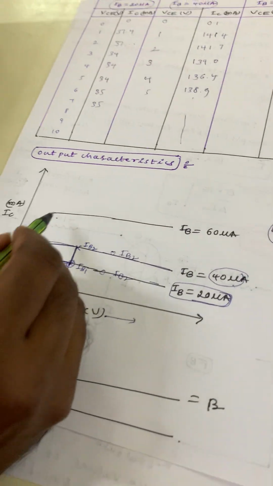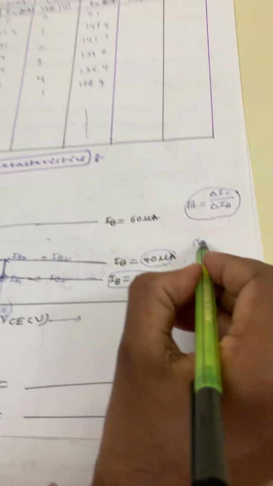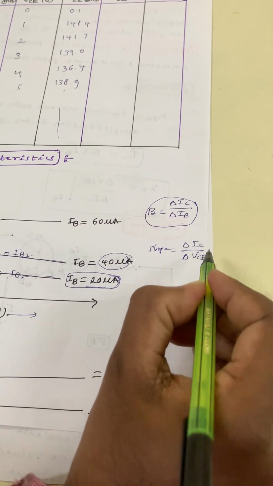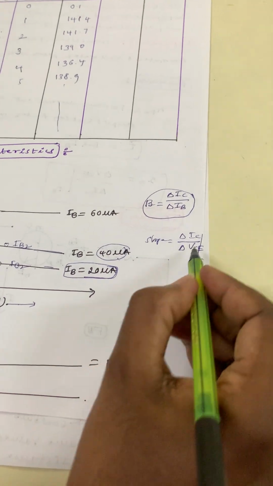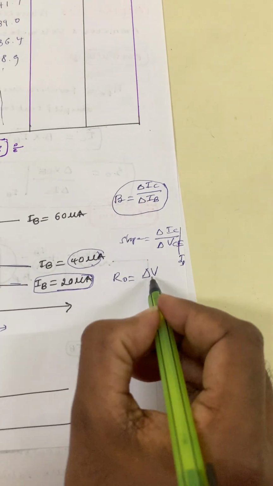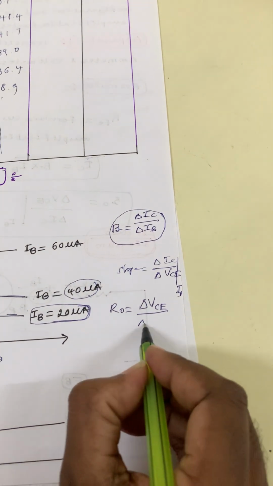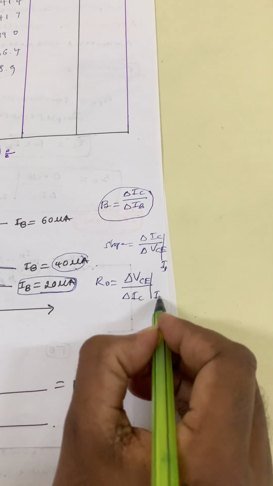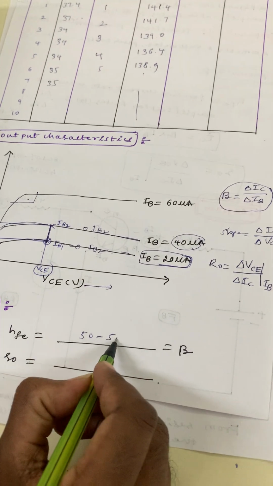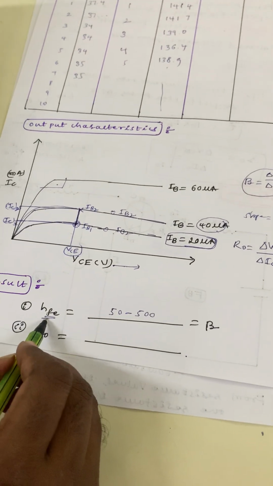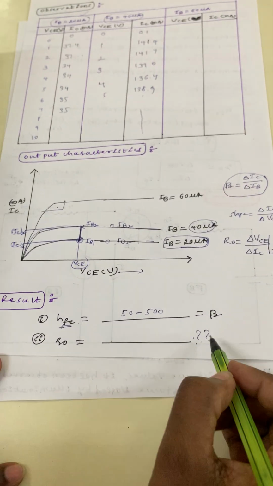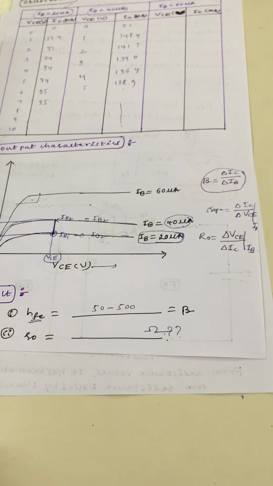Next you find the slope, right? Slope is equal to delta IC divided by delta VCE at a constant IB. The reciprocal of the slope you have to write, that is the output resistance, delta VCE divided by delta IC at constant IB. So therefore we have to write here, this one we will get 50 to 500. So hFE we get the forward current gain. Output resistance, how much we get, that output resistance you have to write. What is the unit of the output resistance? It is ohms.